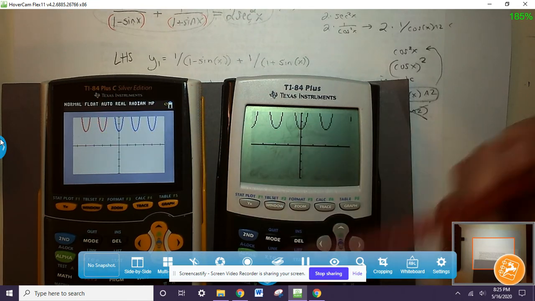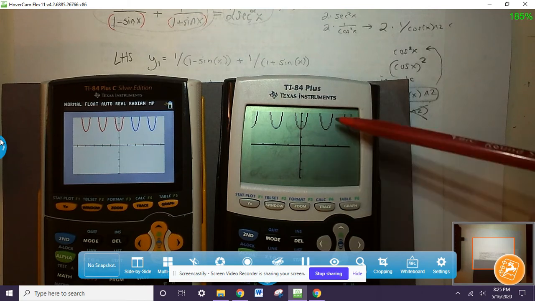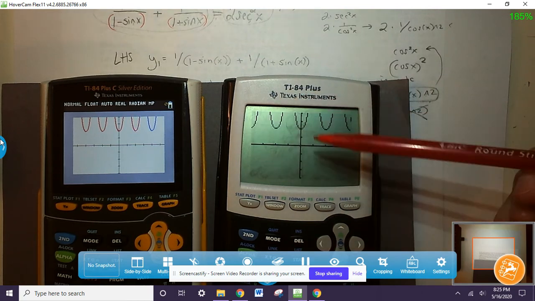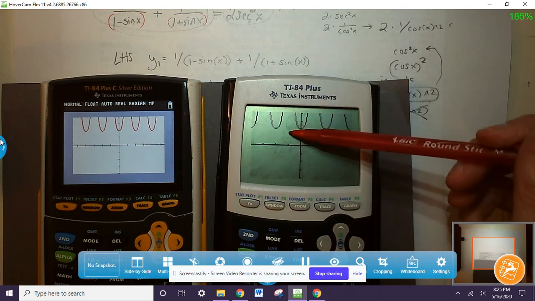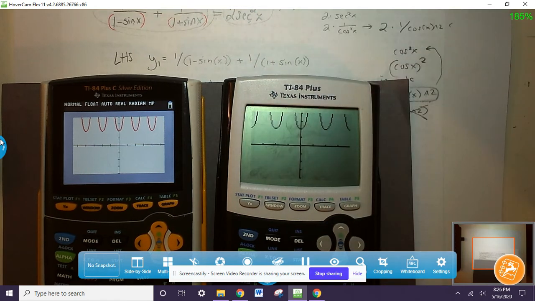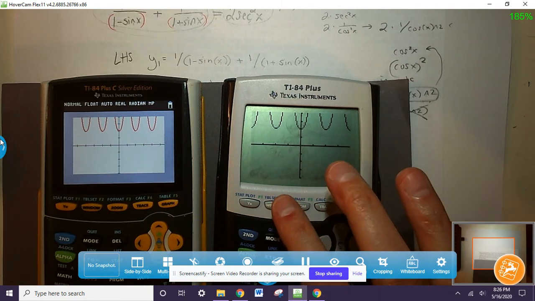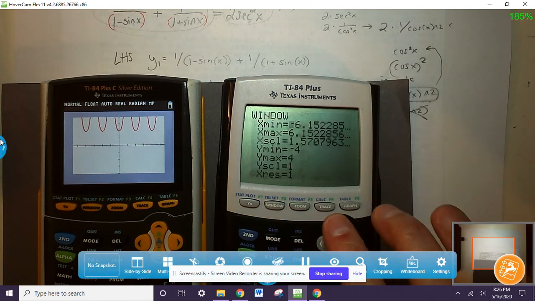Now, if you have one of these calculators, which does not have the color grapher, it's hard to tell if you have the same graph, because maybe it's not the same graph. Maybe the other function is somewhere outside of my viewing window. So one thing I want to show you is that you can go to your y equals.